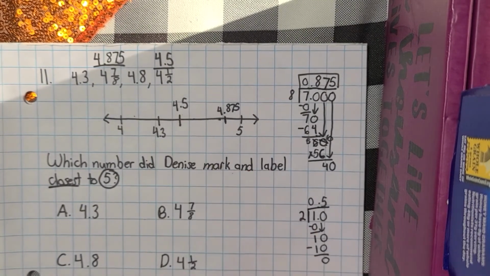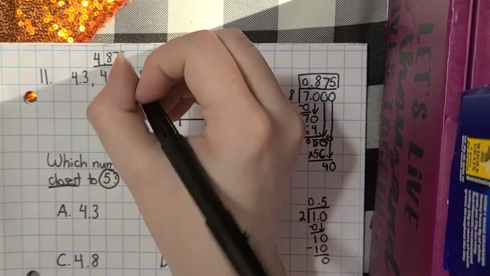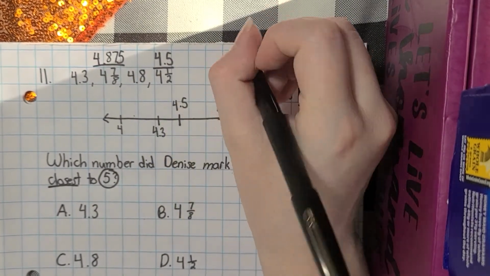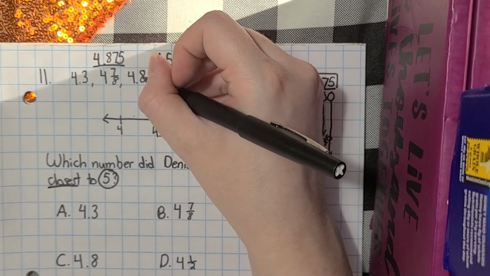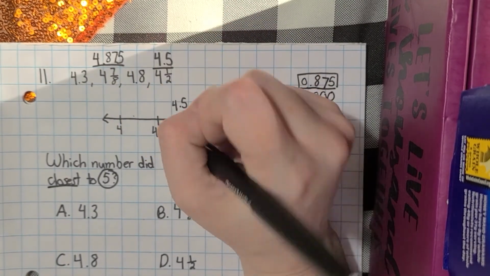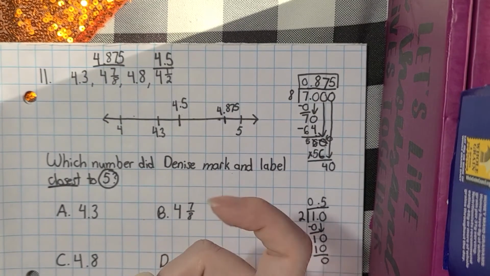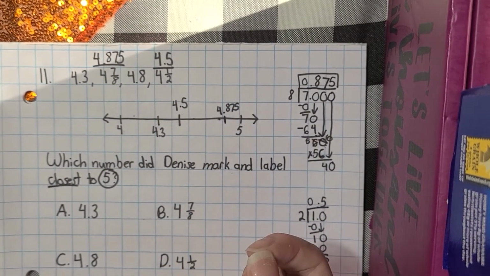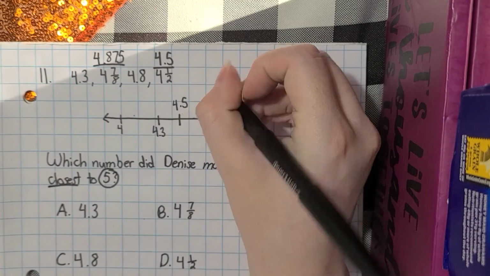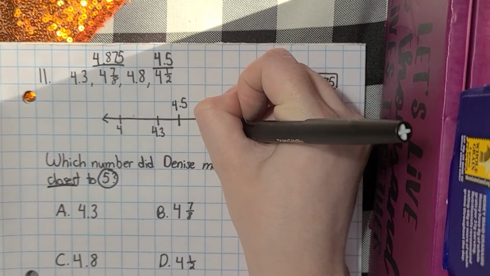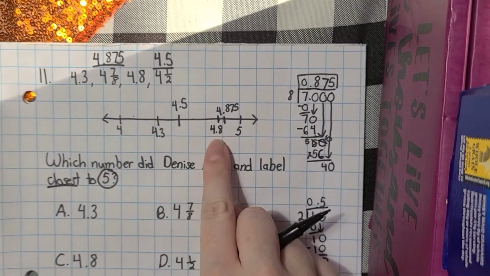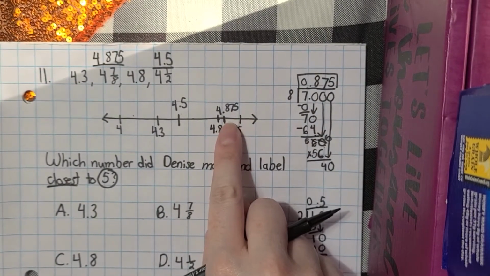Okay, and then I have 4.8. All right. 4.8 is the same as saying 4.800. So it has 8/10, but no hundredths and no thousandths. So it's actually a tiny bit, like the tiniest bit less than that 0.875. Okay, so it's going to go right to the left. It's a little bit less, but really, really stinking close.